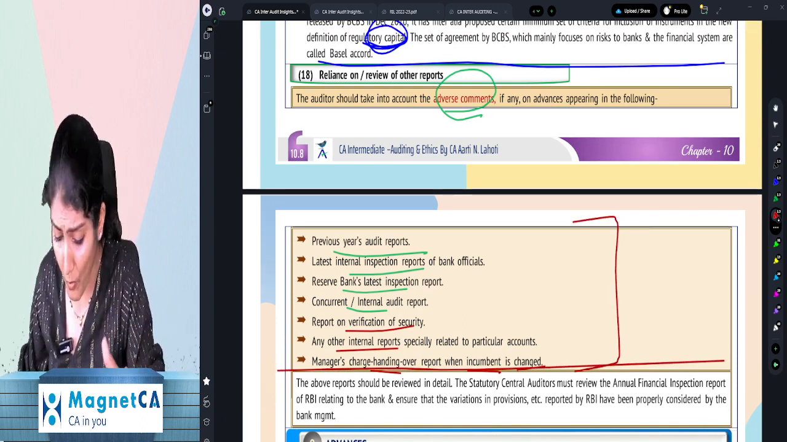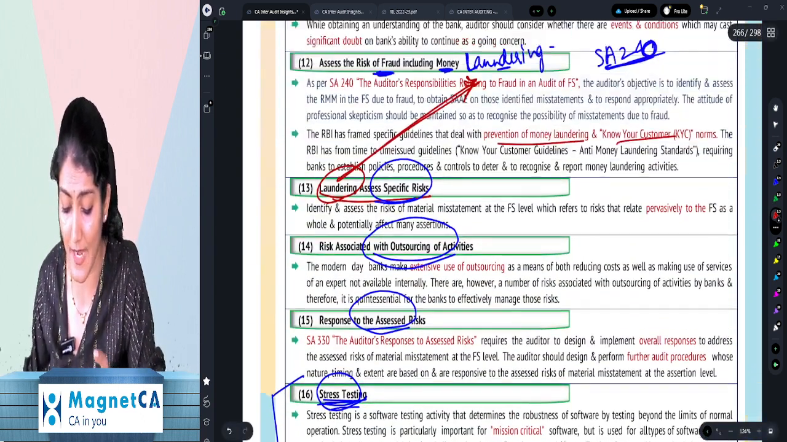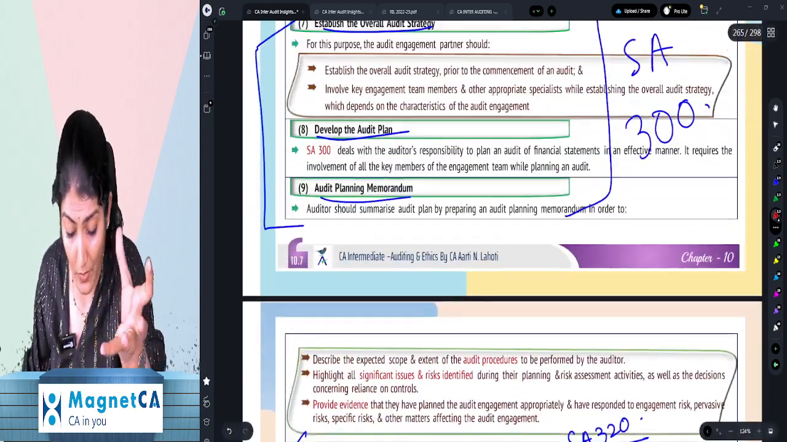So that is more or less the discussion from our standards on auditing. Okay, yes, what is that?